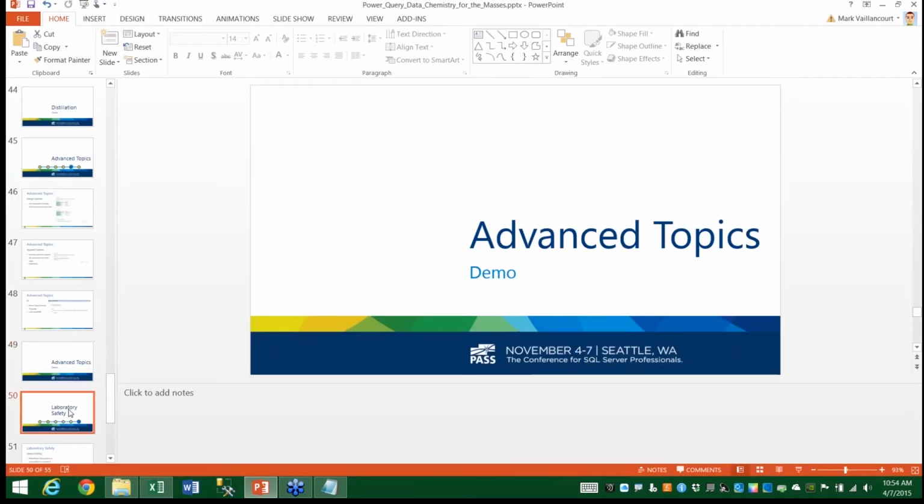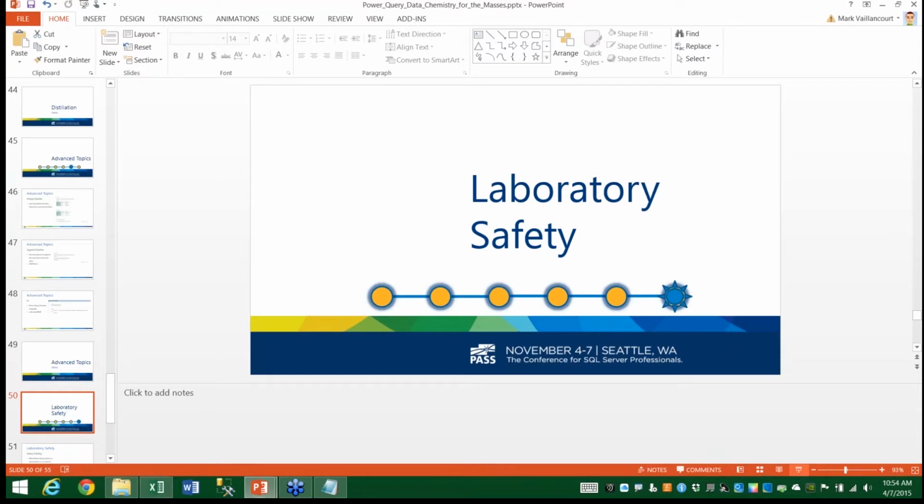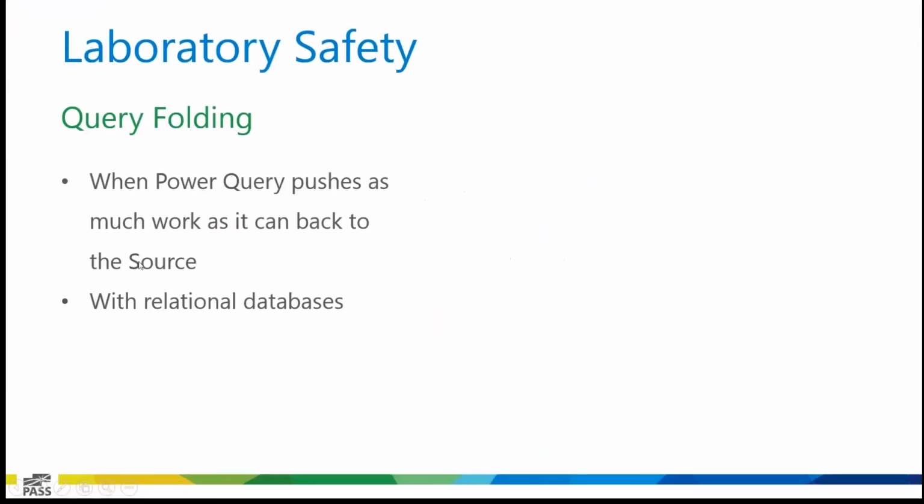So we're just about done, and I'll talk about laboratory safety a little bit. There's a concept called query folding. So when Power Query is querying a relational source, like say a SQL Server database, what it will try to do under the right circumstances is push as much of the processing back into that engine as it can. And really it only works at this point with relational databases. But essentially it will push back. It's called query folding, where it pushes some of the processing back there.